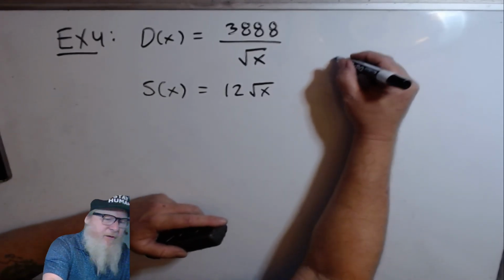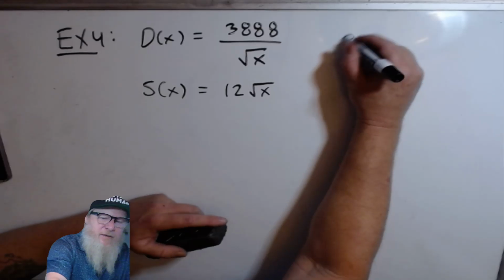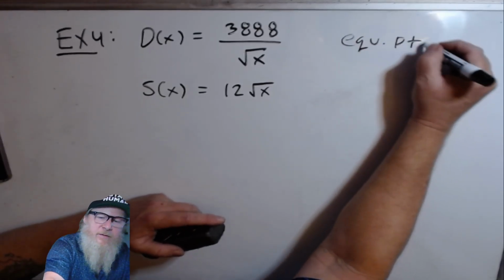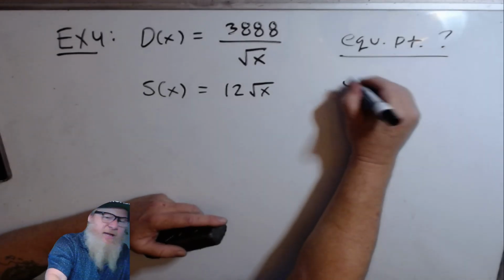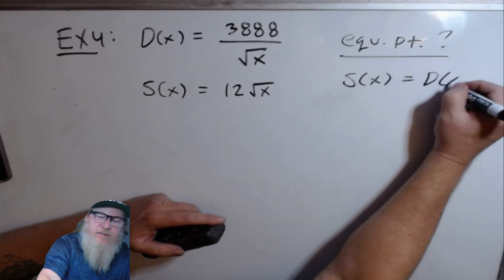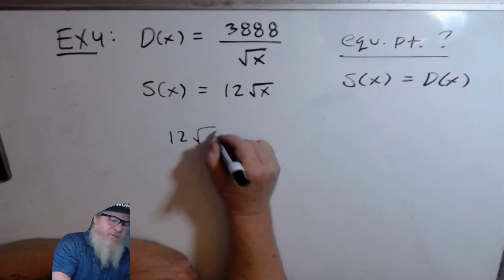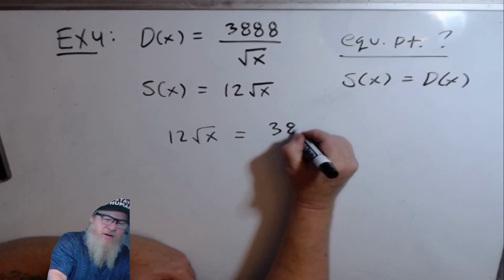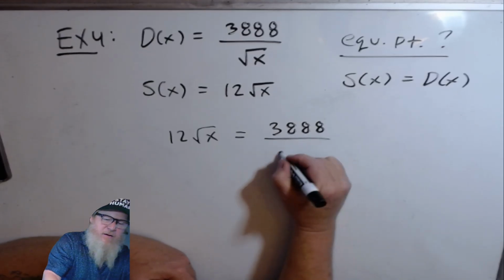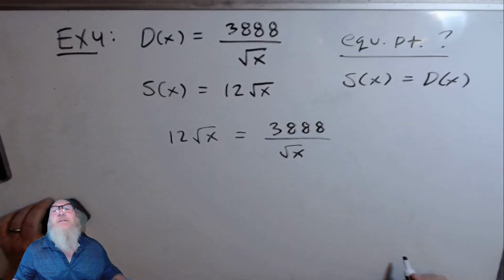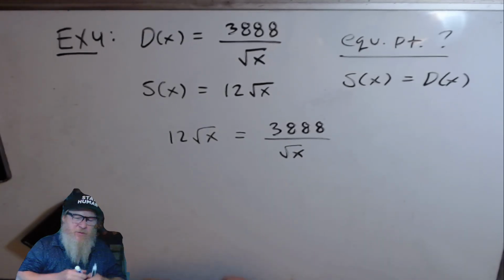All right, so equilibrium point. We're going to set these equal to each other. So set S of x equal to d of x. 12 square root of x equals 3,888 over square root of x. Multiply both sides by the square root of x.